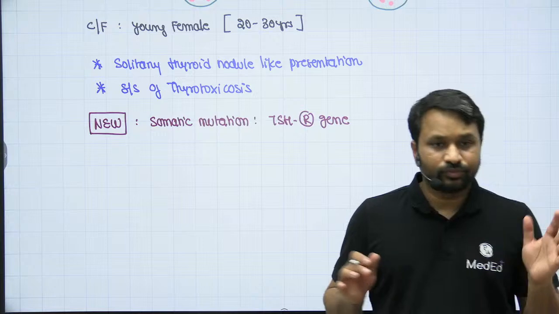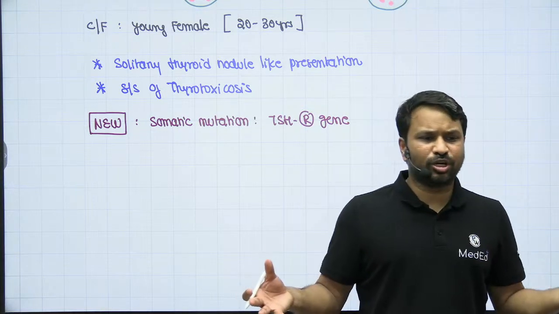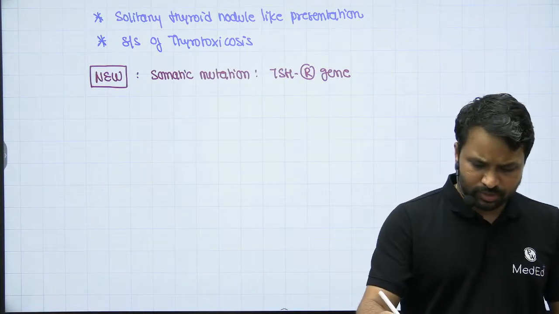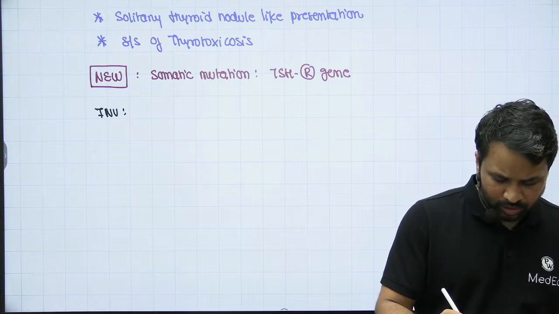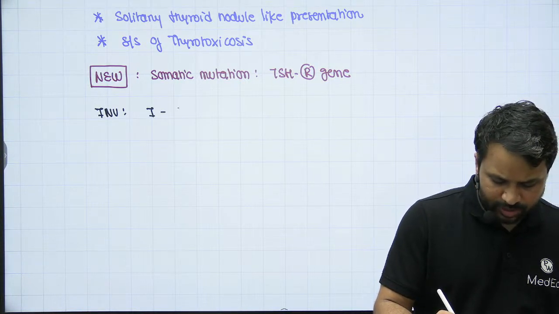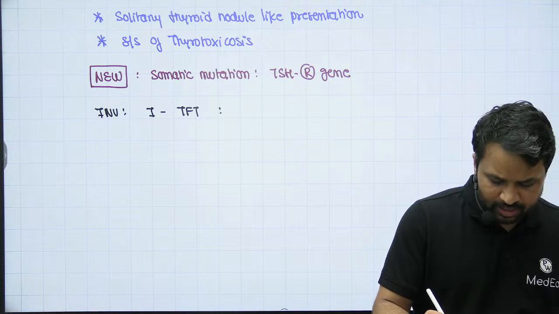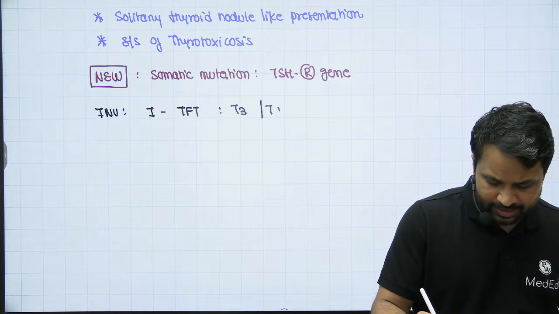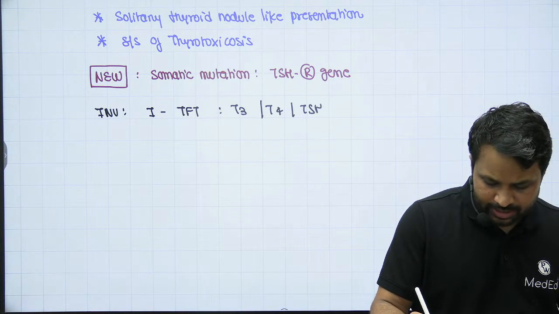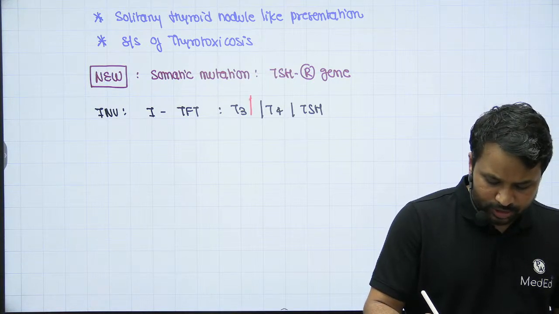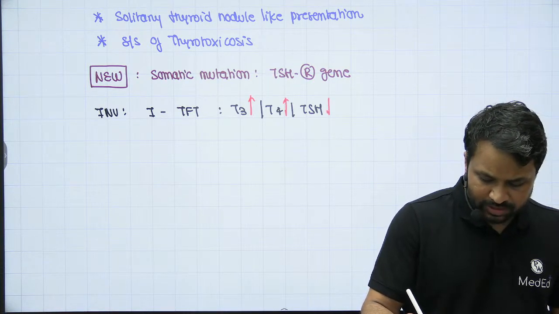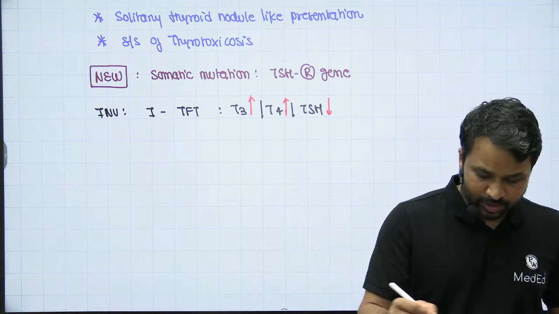Now, how will you evaluate? Again, it is going to be in the same context. In terms of evaluation and investigation, we follow the same protocol. The first investigation would be thyroid function test, where you will see the T3, T4 and TSH. Needless to tell you, it is an autonomous adenoma, so you will notice there will be increased production of T3 and T4. Negative feedback will cause decrease in TSH. I know it's a hyperthyroid status.